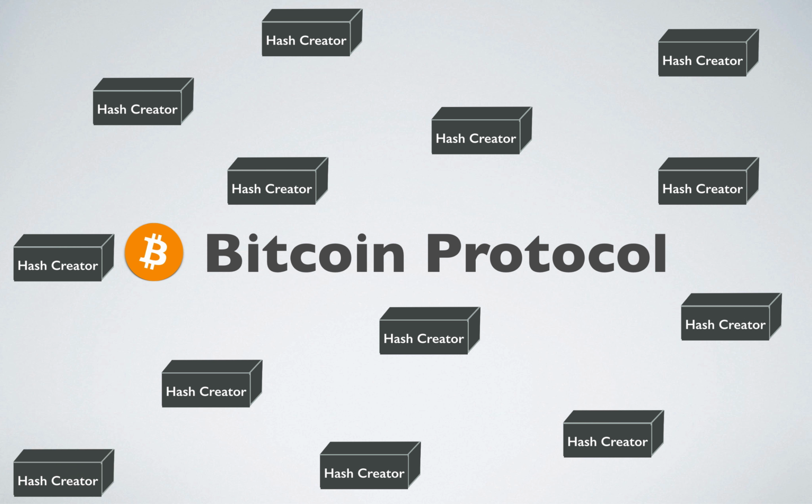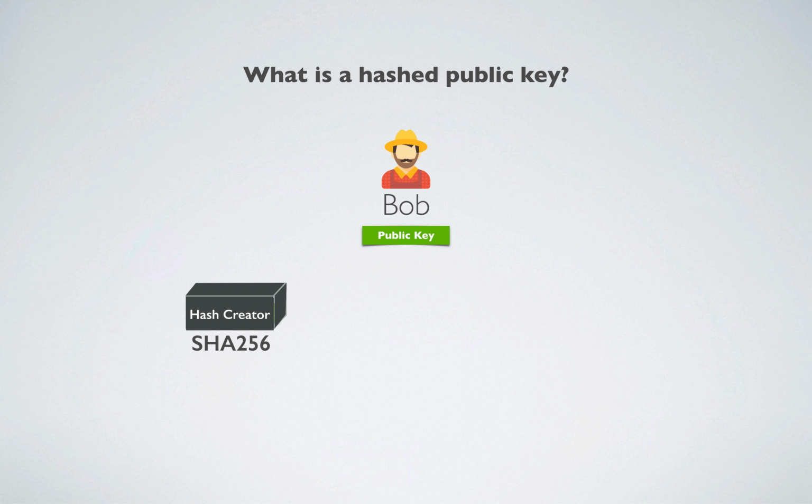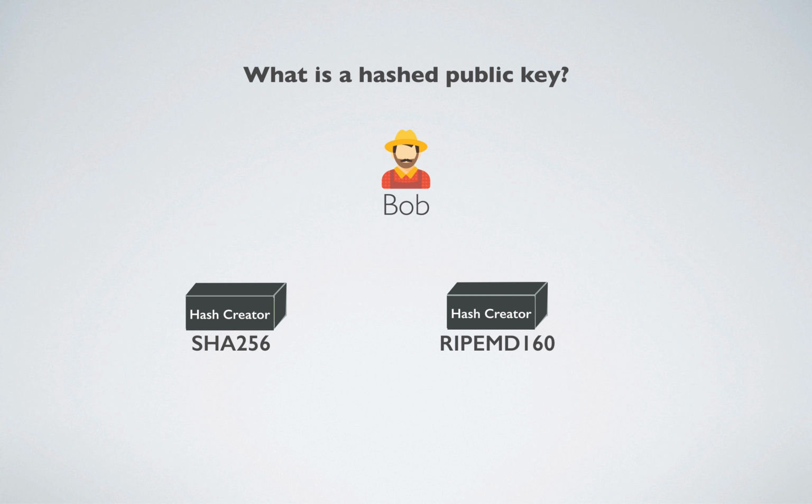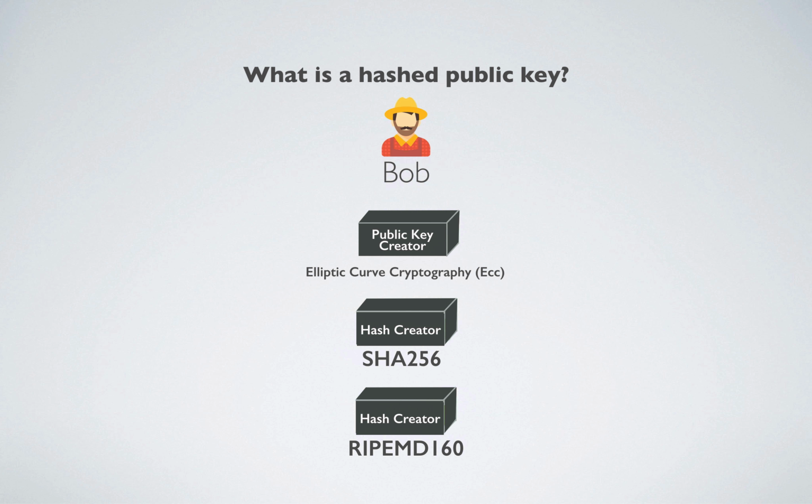The Bitcoin protocol uses two different hashing algorithms on a public key known as SHA-256 and RIPE-MD-160. I've created a black box for each hash implementation for later examination. The public key first goes through the SHA-256 hash creator and then the RIPE-MD-160 hash creator to produce a resulting hash public key. By adding the hash algorithms, the public key is now protected by three different cryptographic algorithms: elliptic curve cryptography, SHA-256 hashing, and RIPE-MD-160 hashing. Therefore, in an attack, the public key would only be exposed if all three schemes were breached.